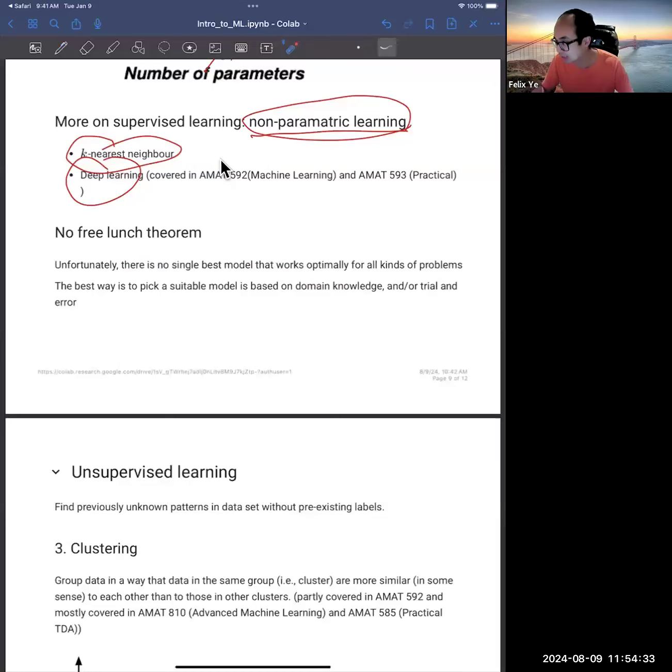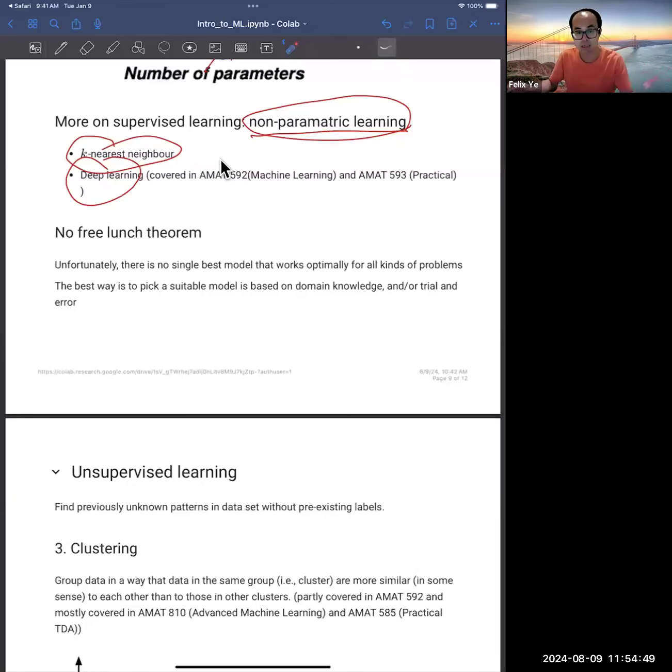And for some data sets, even with deep learning, no matter how you tune it and how complicated you make it, it won't work very well. So it actually depends on the data. Some data works, some data doesn't work. This is called the no free lunch theorem.